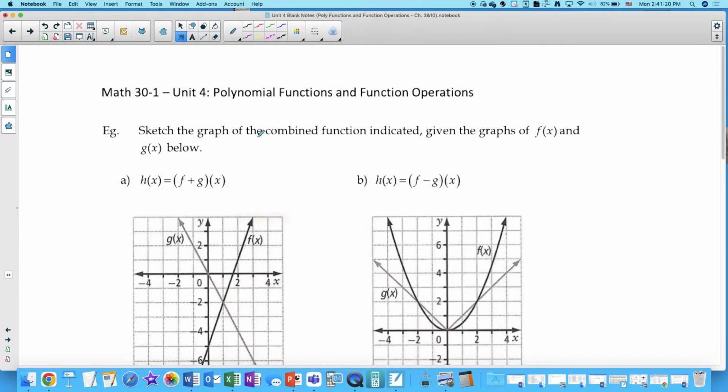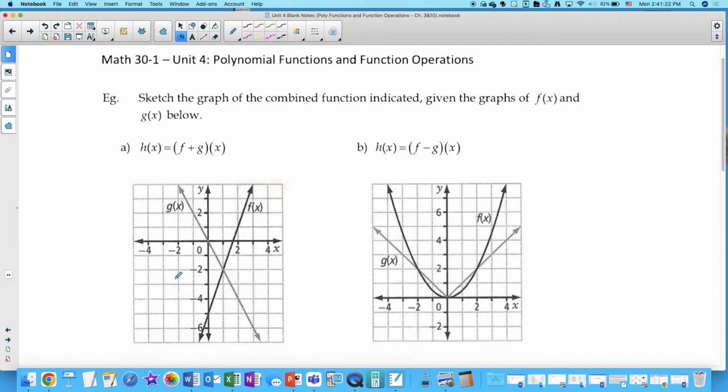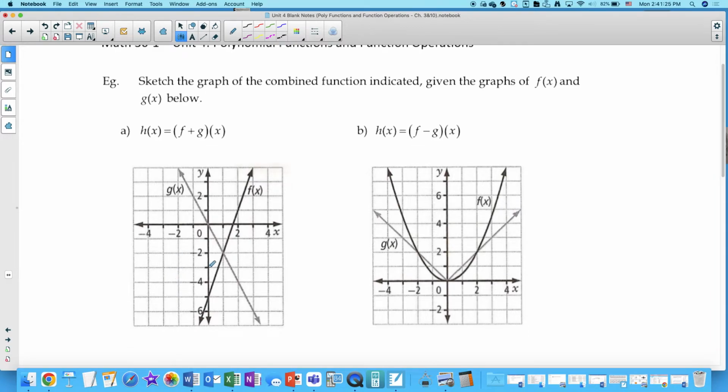All right, so what we are going to do now is take a look at a couple of graphs and sketch the combined function given the graphs that we see. Essentially, the key pieces here are that the x values don't change, but we're going to look at the y values and combine them in the same way that the function has been created, right? So to get h of x here, we have to add the y values, because h of x is f of x plus g of x.